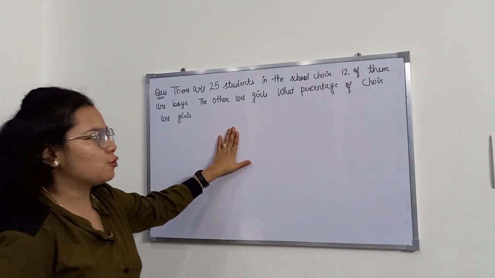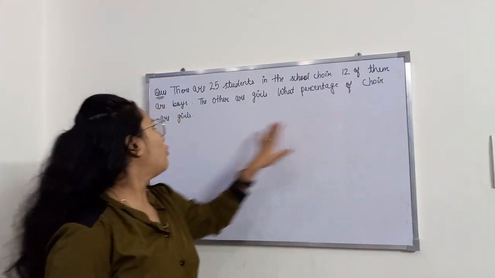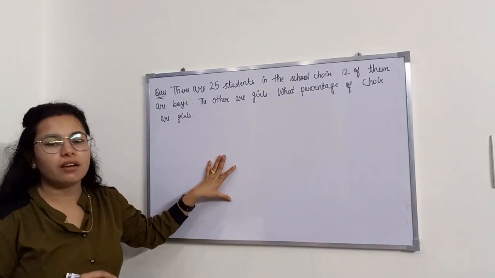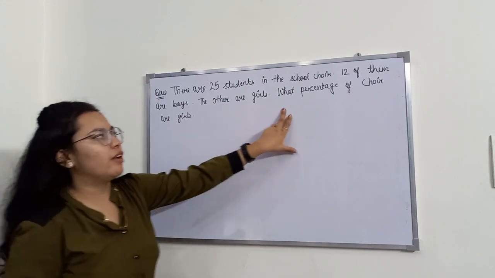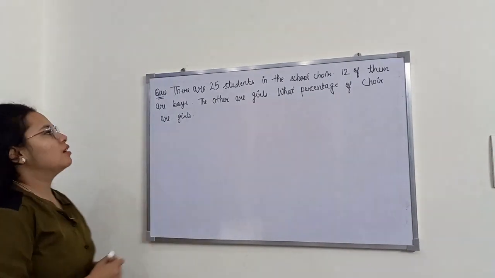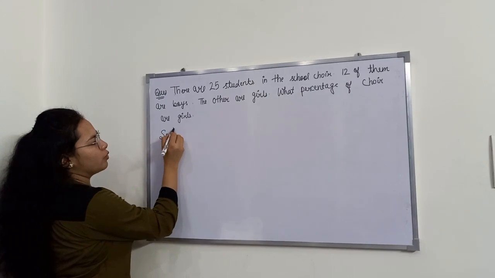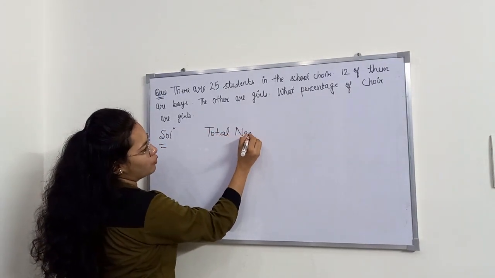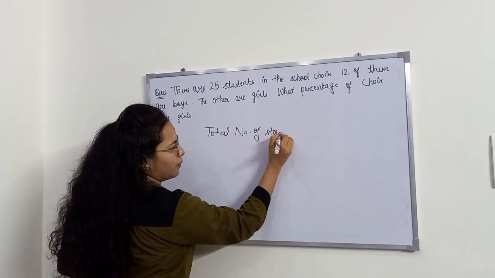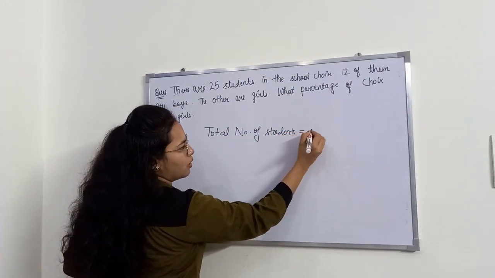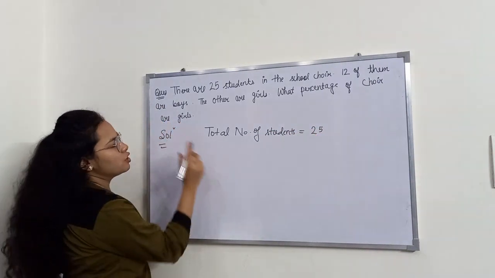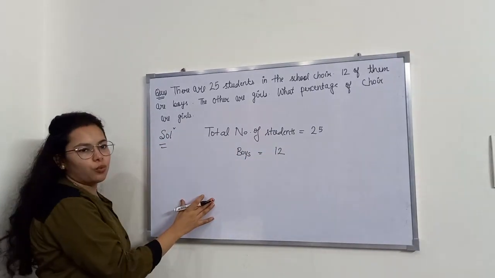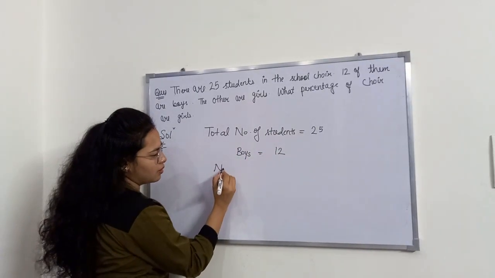Yes, discuss this. There are 25 students in the school choir. 12 of them are boys and the rest are girls. So first we need to calculate the rest, that is the girls, and now convert it into percentage. Let's check how we can calculate it. So the total number of students is 25. Out of which boys are 12. So we need to calculate the number of girls.